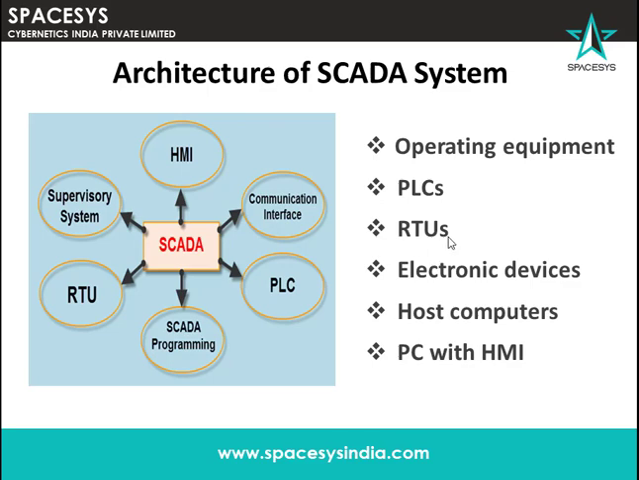So companies which have a wide geographic area use RTUs because PLCs are best suited for only local area control. But the current PLCs have the same communication abilities as RTUs, which are using wireless transmission, and also the communication speed is even faster in PLC than RTUs. Also, PLCs are cheaper and more flexible than RTUs. So nowadays most of the industries prefer PLC over RTUs.